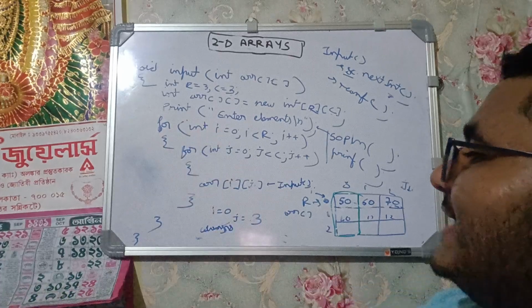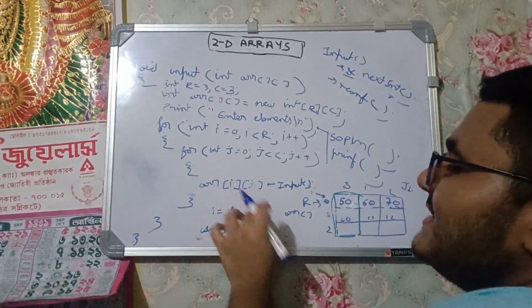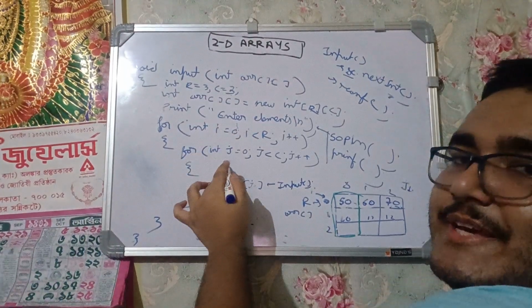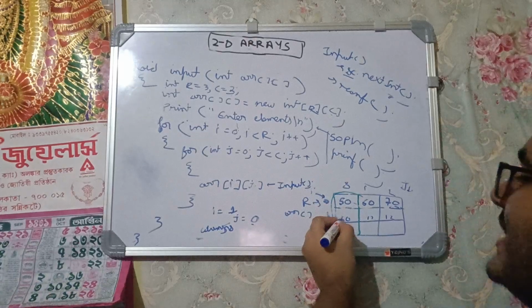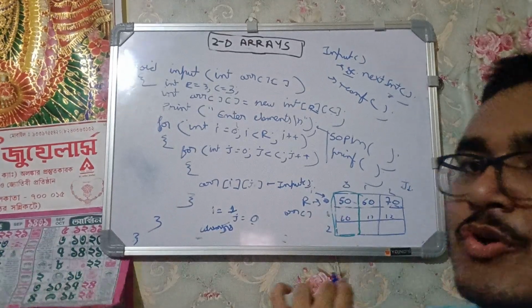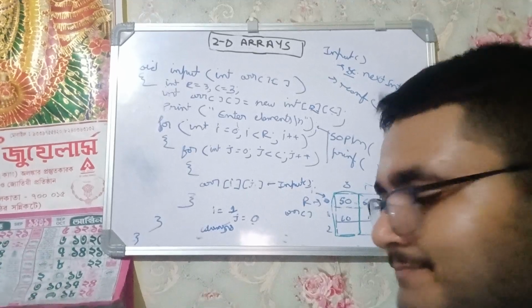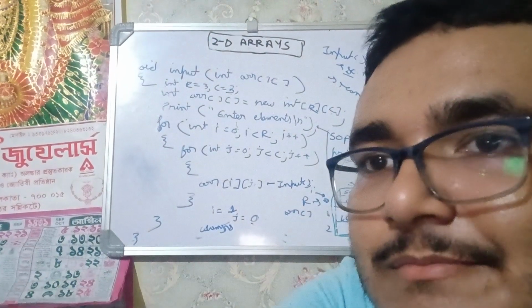It will go to the i loop again. The i loop will increase by 1 again. And see, as the i loop increases by 1, the j loop again begins from 0 only. So j will again start from 0. So 1 0, 1 1, 1 2. In this way, it will be taking inputs in the 2D array. Fine. Now let us come to the display part.